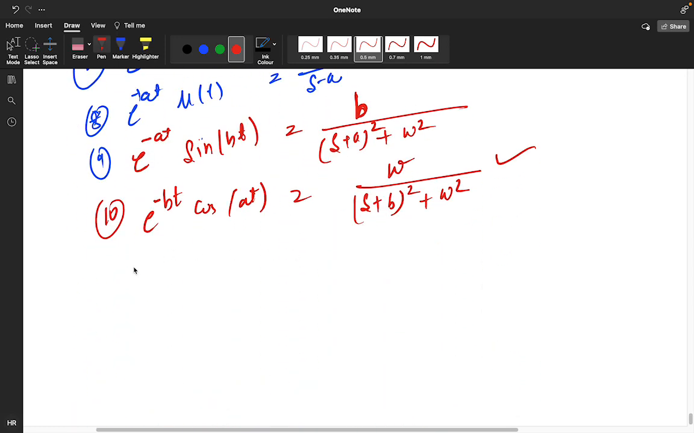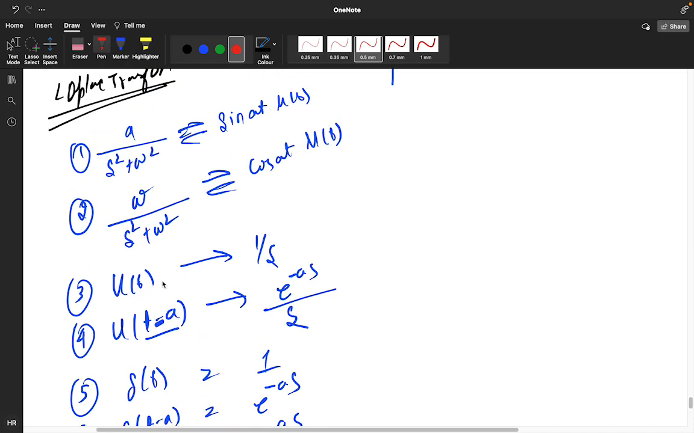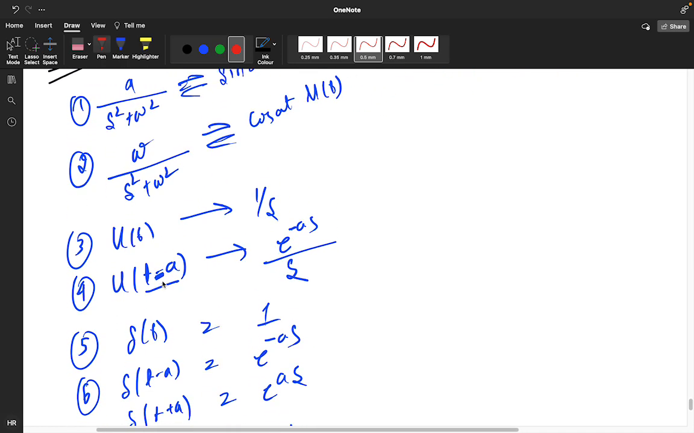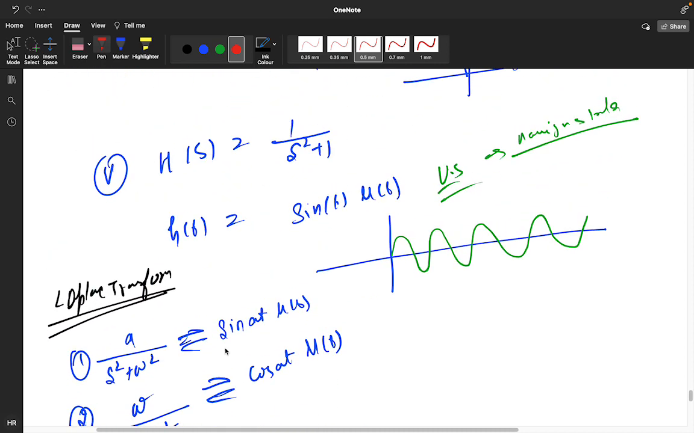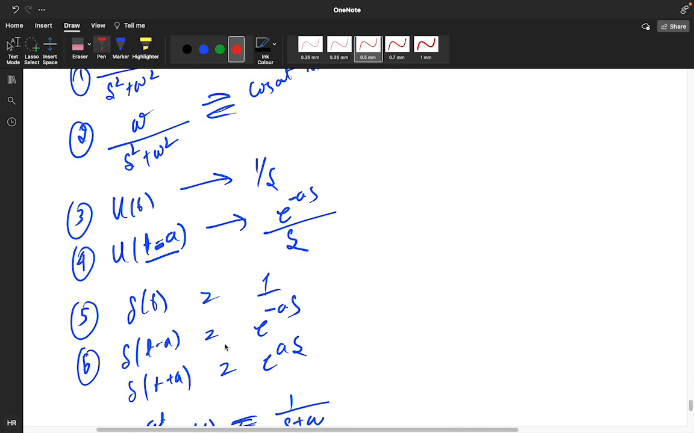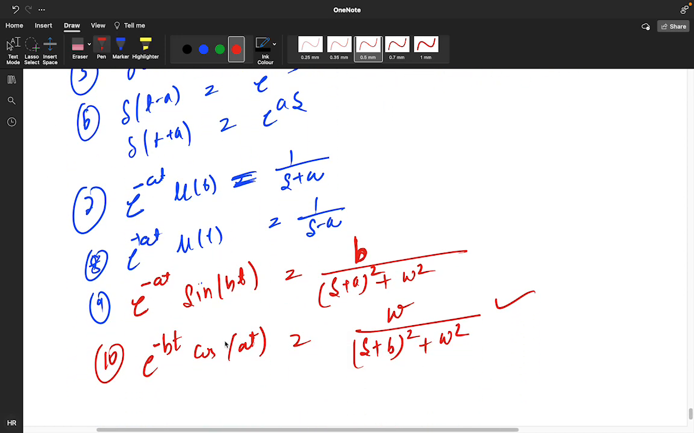And the Laplace transform of, yeah, you just learn this concept. So these things you should remember. While we do the Laplace transform in maths, we'll derive how these things come. But for now you just remember these things.